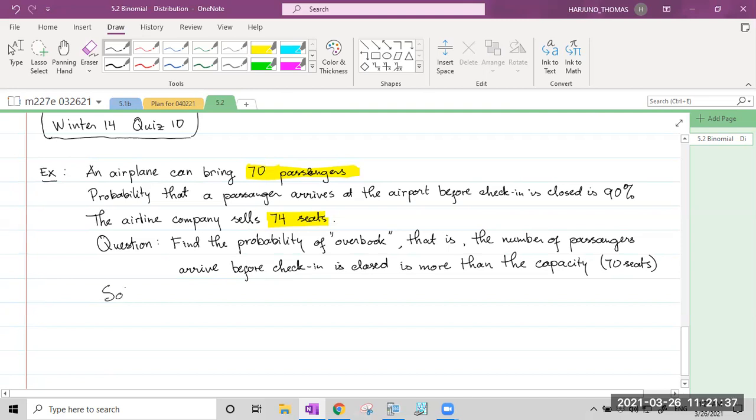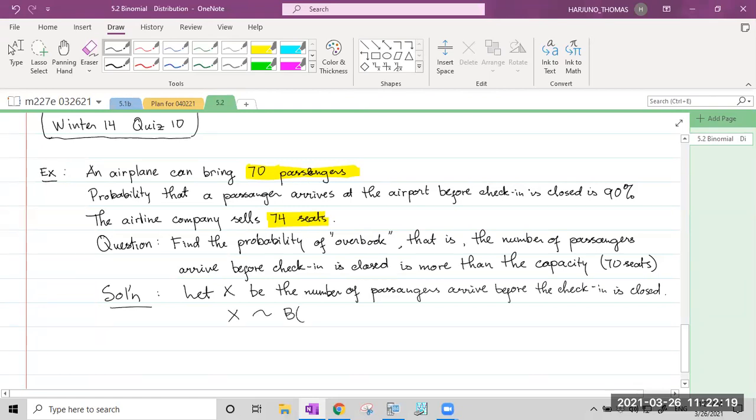So, solution. Let X be the number of passengers who arrive before the check-in closes. Now, this X will be binomially distributed. Why? There are 74 tickets sold. Each of them may show up on time or not show up on time, right? So there are 74 tickets sold. The probability that they show up on time or before the check-in closes is 90%.